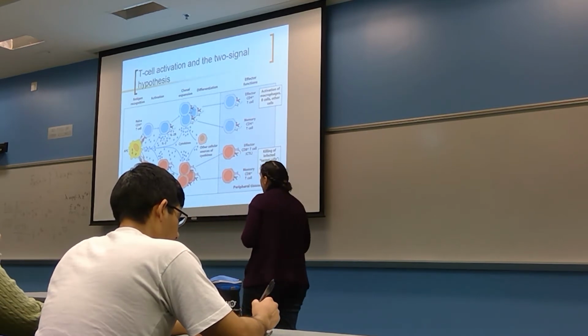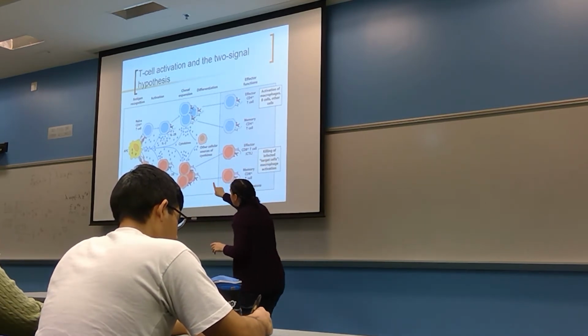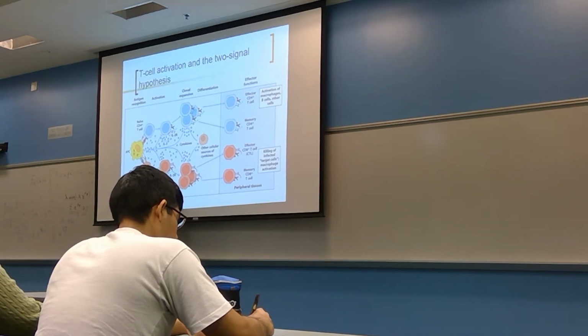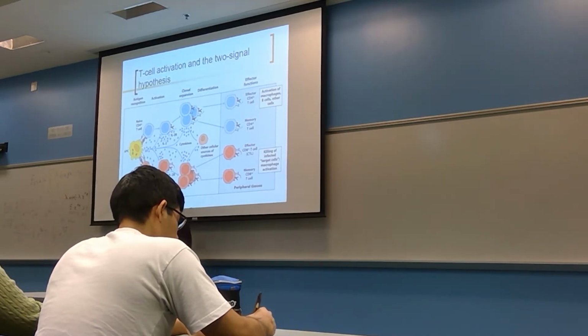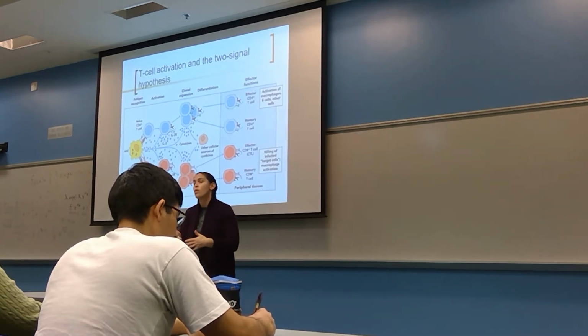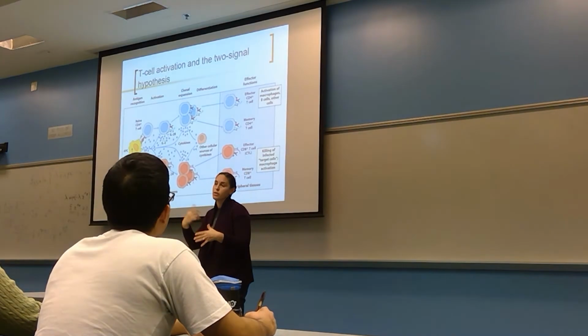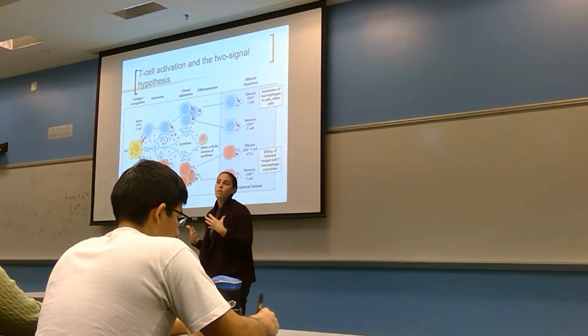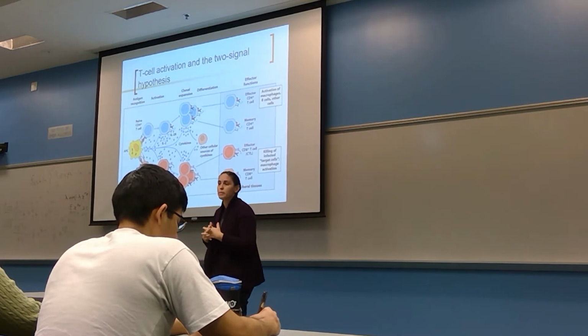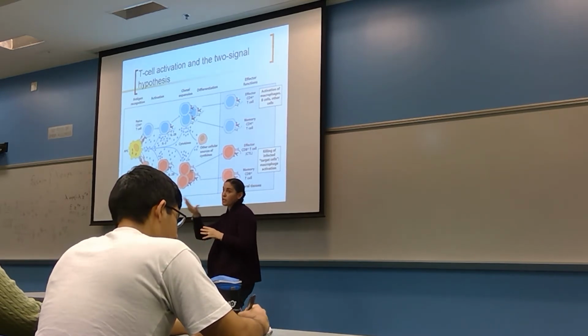We'll go through each step, but if you notice, in this part of the picture, there's no IL-2 receptor. The IL-2 receptor is not expressed unless there is an activation. We don't put it up on the surface unless there's some activation signal that means, okay, now I need to proliferate. So it's not always present, whereas the TCR is always present on the surface.